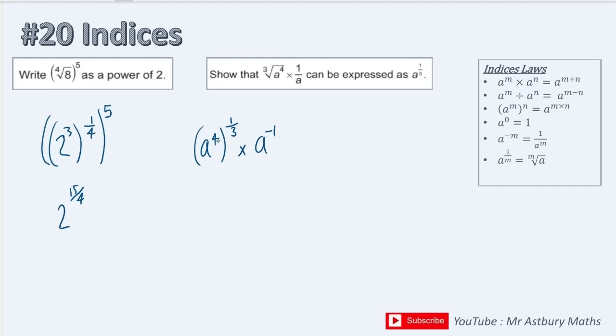Right, now we need to multiply these bracket powers like this. So that's going to give me 4 over 3. And then what happens when we multiply a's together? Well, we add the powers. So 4 over 3 plus 1. Oh, sorry, plus minus 1. It's going to give me a to the 1/3, because 4 over 3 minus 1 is 1 over 3.